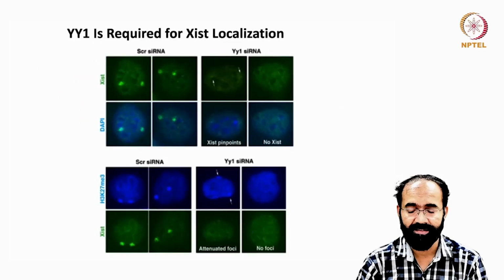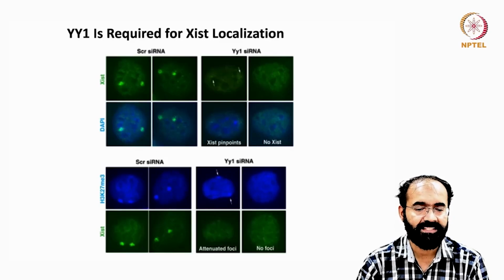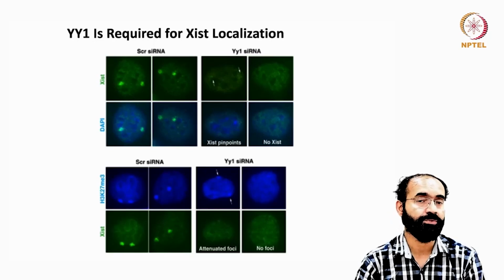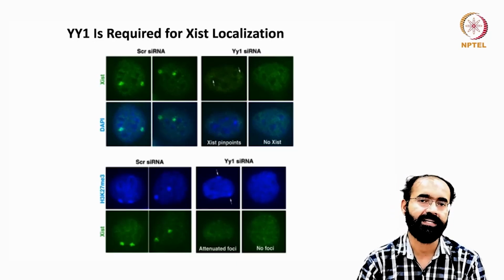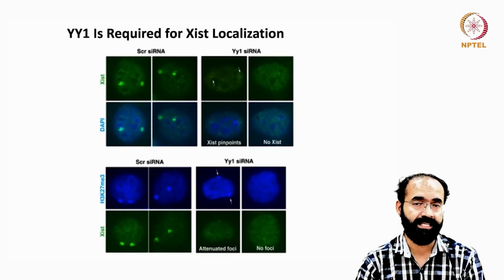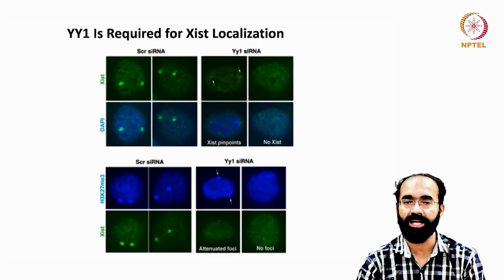So how can we prove it? YY1 is required for Xist localization. We can see Xist expression in green color. This is RNA in situ hybridization. This is scrambled siRNA in this whole set, and here you have YY1 specific siRNA. What is siRNA? We know that it is used for blocking expression. That's called gene knockdown. If you use siRNA against any gene, that particular gene's production is prevented. Why? Because siRNA will cause the degradation of that mRNA, so you will not have the protein.